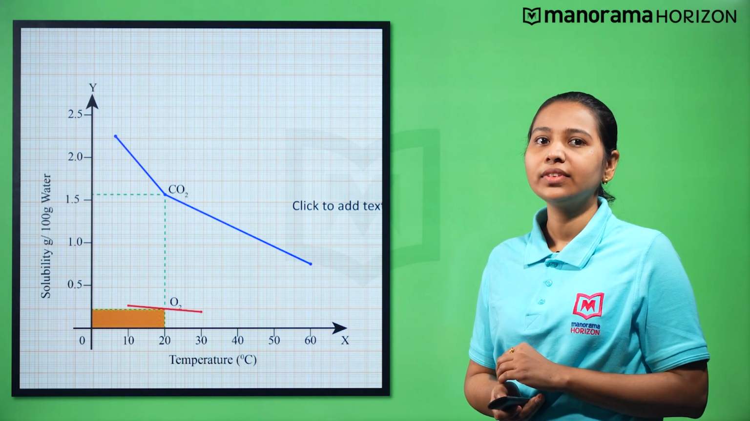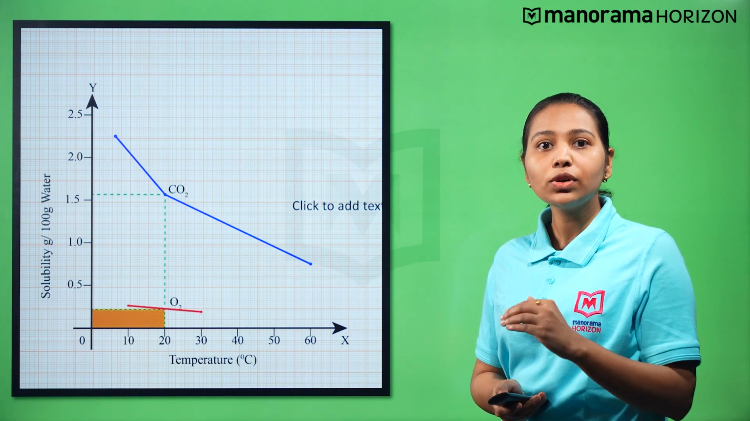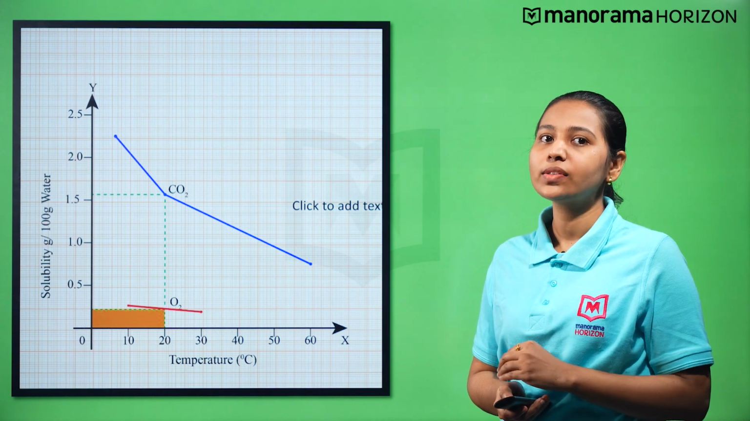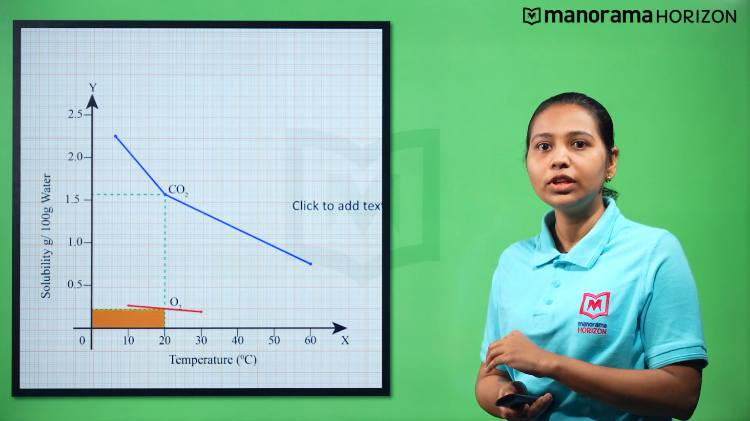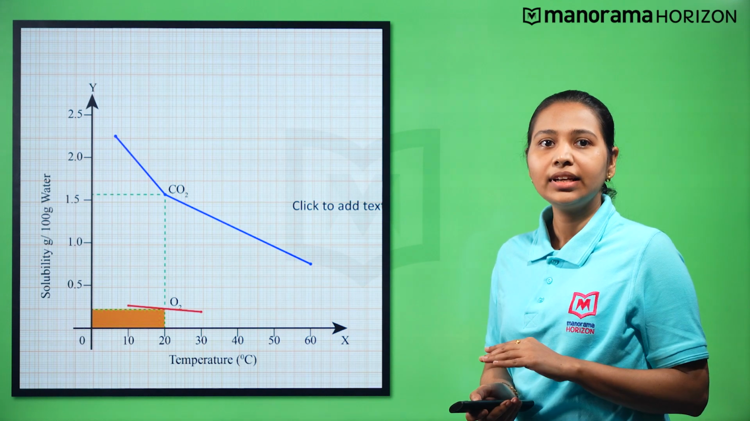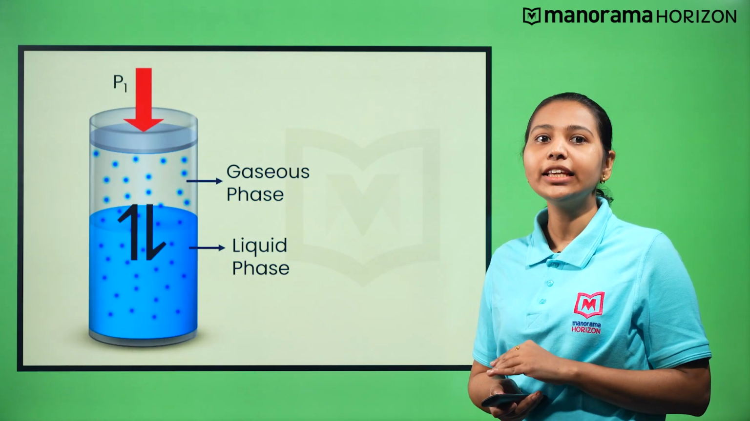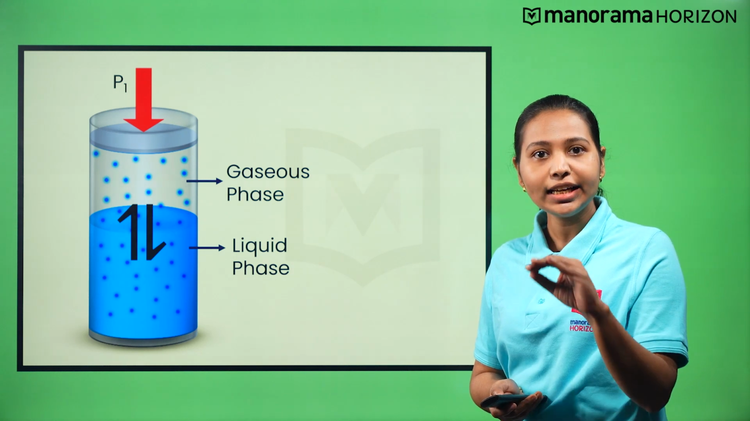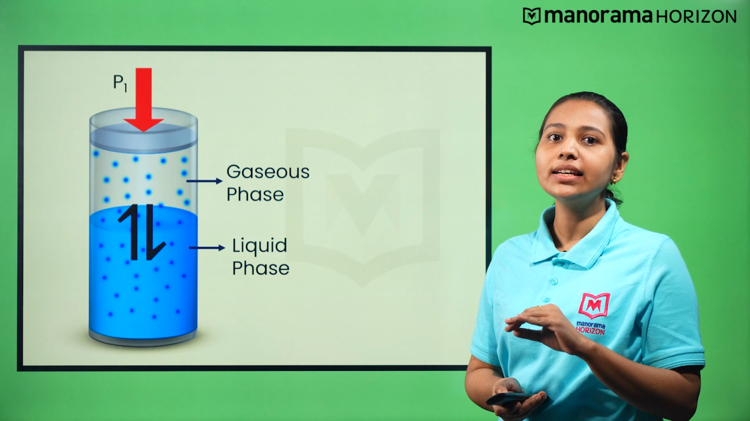Observe this graph. Observe it very carefully. You can see this graph gives the solubility of oxygen and carbon dioxide in water. Here you can see carbon dioxide is more soluble in water than oxygen. In fact, dissolution of gas in a liquid is at dynamic equilibrium. That is, the rate at which gaseous particles enter and leave the solution phase is the same.